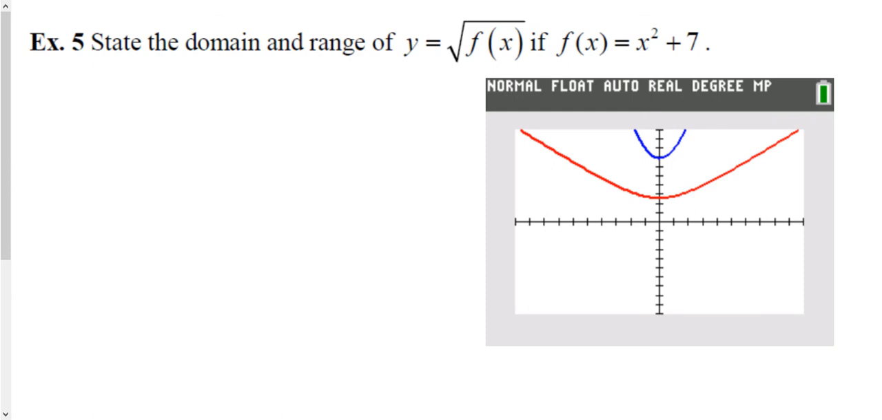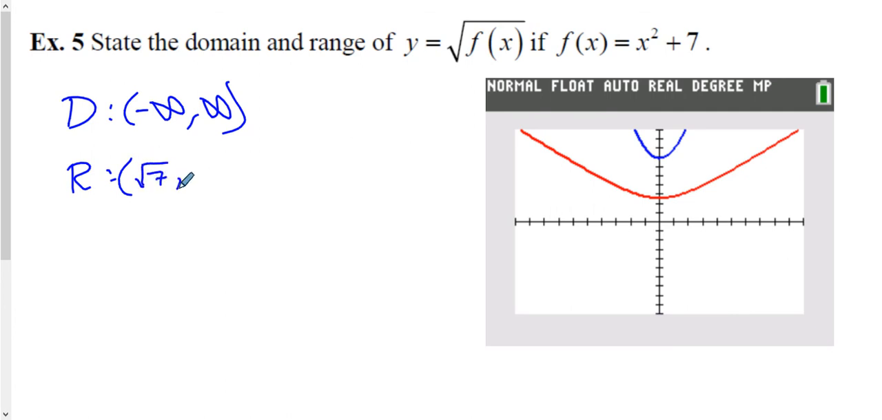So the domain of the new function: we're going off to -infinity, +infinity. It's this red graph here, so it's going to be everything. So we got -infinity to +infinity. Our new range will be right down here, this lowest value here. This lowest value, of course, has to be the square root of 7. And we're going off to +infinity there. So we got the lowest value of √7 going off to +infinity.